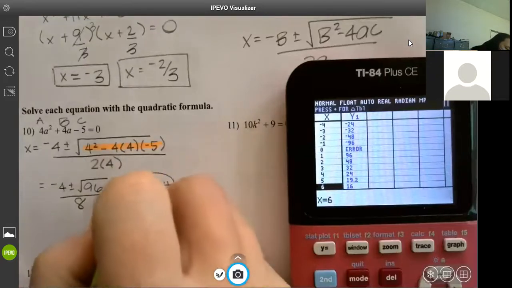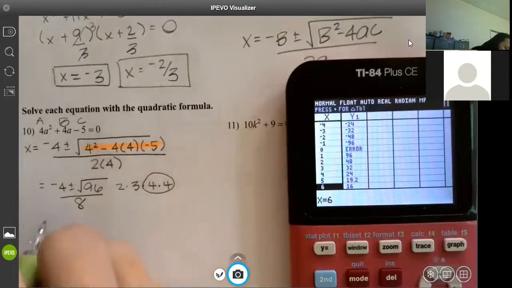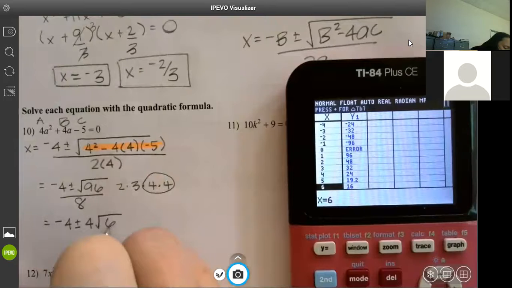You're going to circle your pairs, and they're going to come to the outside. So -4 plus or minus. I had a pair of 4s. I left 2 times 3 or 6. And again, that's over 8.